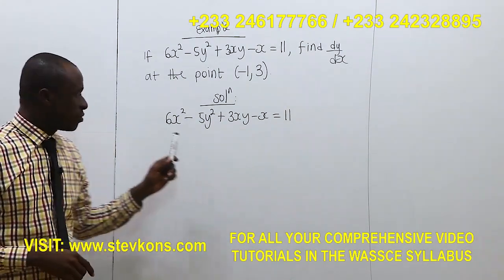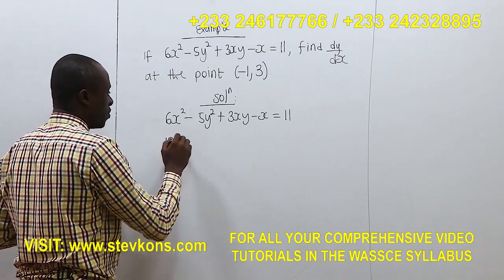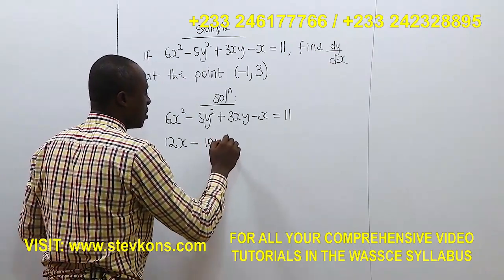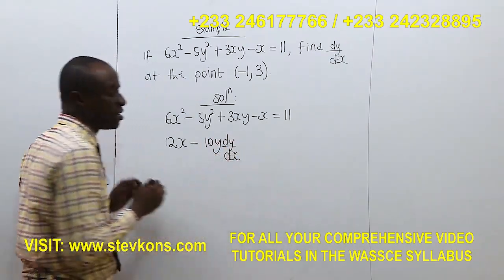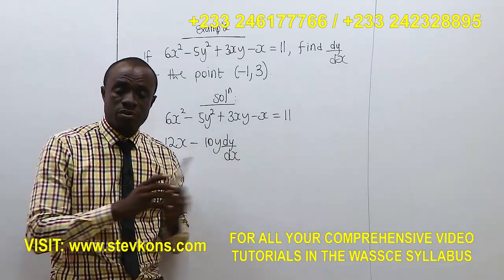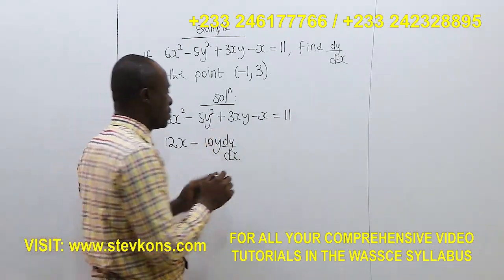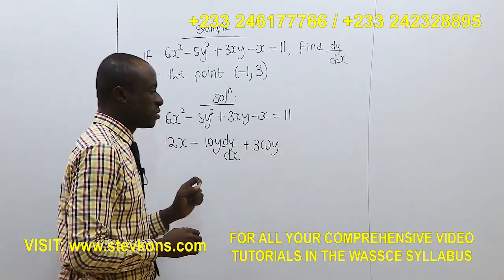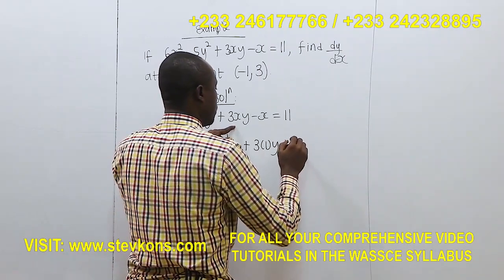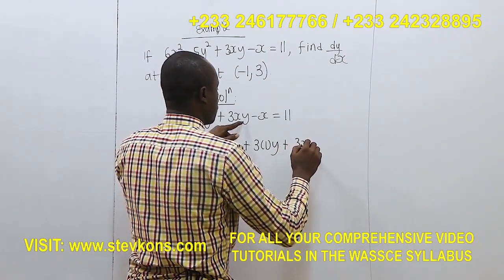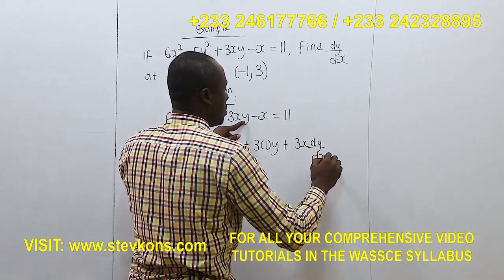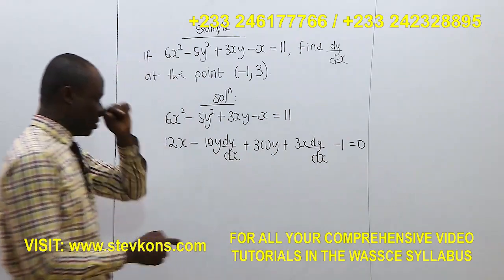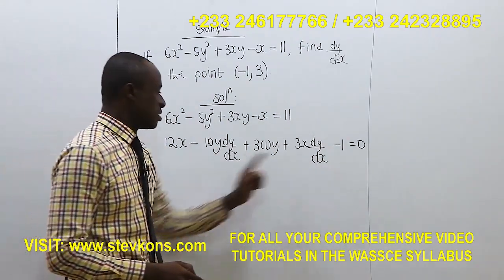Now we need to differentiate this. When you differentiate this, what do you have? We have 12x. When you differentiate 5y squared, that's 10y dy dx. But here we have to apply the product rule and the chain rule. So differentiating x will be 1, we keep the y constant, plus we differentiate y, so x is constant, y that's dy dx. When you differentiate negative x, what do you have? Negative 1. Differentiating 11, what do you have? 0.